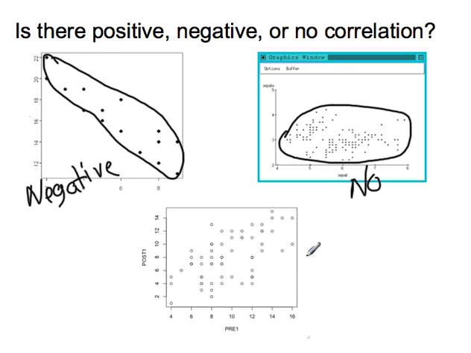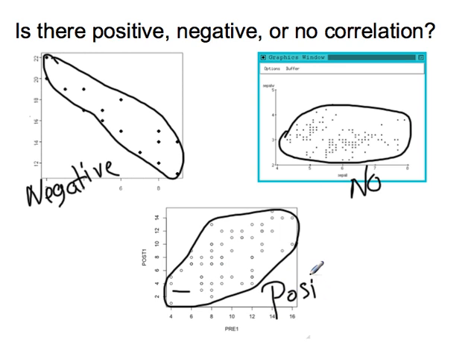This last one, it does have a lot of dots kind of going all over the place, but if you take an oval around it, you can see that from left to right, this is going in an upward direction. So this one would be positive correlation.